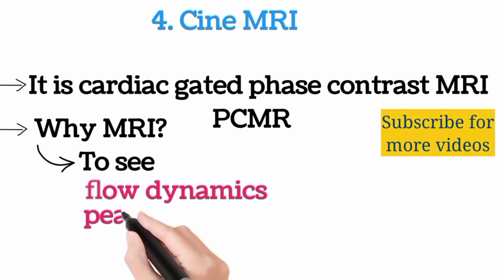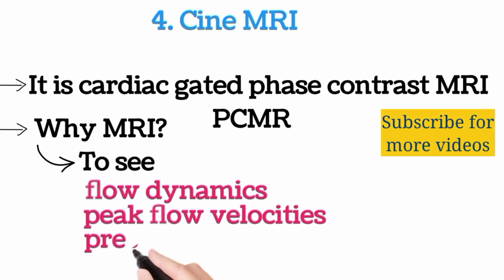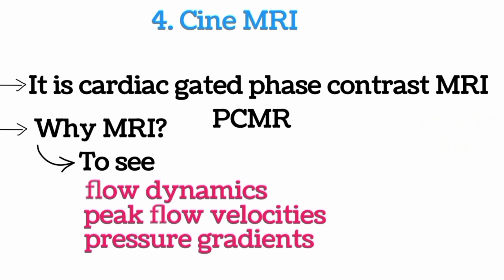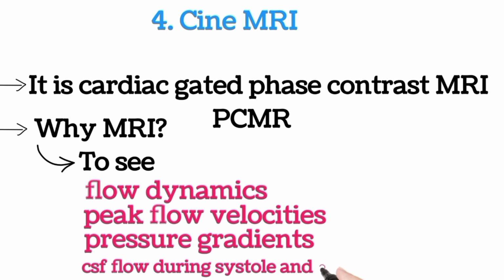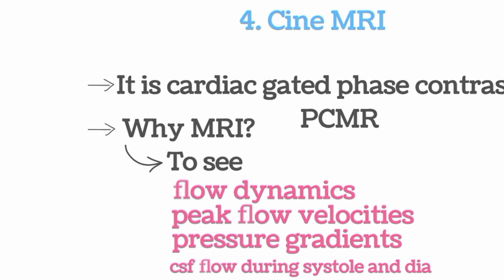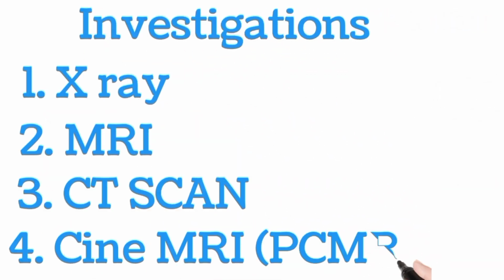We have to see the CSF flow, CSF pressure, peak flow velocities and pressure gradients in the spinal cord. Remember this MRI is cardiac gated, so we have to see the duration of flow during systole and diastole. We assess the flow of CSF in the different ventricles and the spinal cord. We have to assess the pressure. So these were the investigations when a patient comes with symptoms.